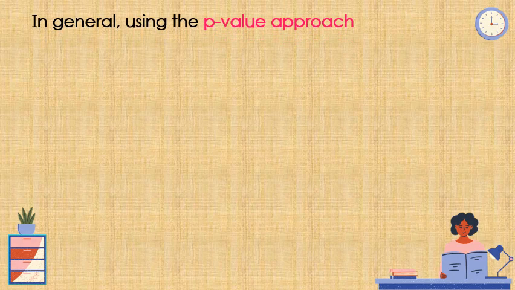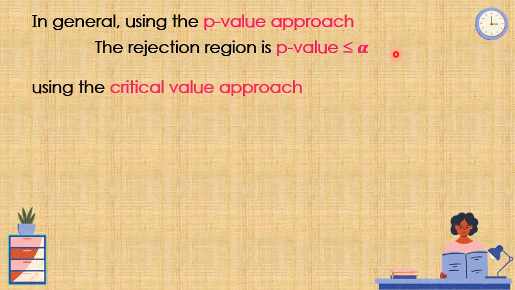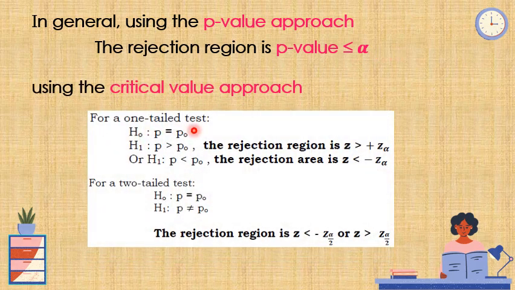Okay, in general, using the p-value approach, the rejection region is p-value less than or equal to alpha. So, kapag p-value yung ginamit natin, the rejection region is p-value less than or equal to alpha. Using the critical value approach, we have for one-tailed test, ang ating null hypothesis P is equal to P sub O. P sub O is the hypothesized population proportion. So, kung meron tayong hypothesized mean, meron din tayong hypothesized population proportion. Yun nga yung P sub O.